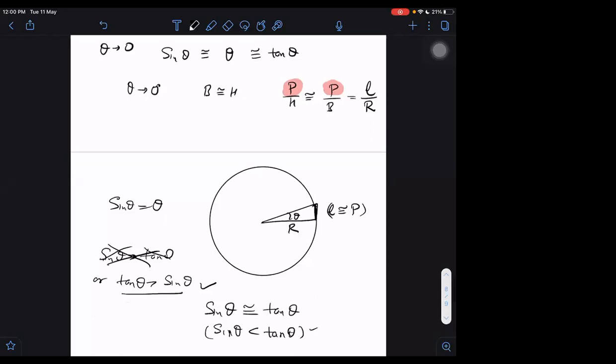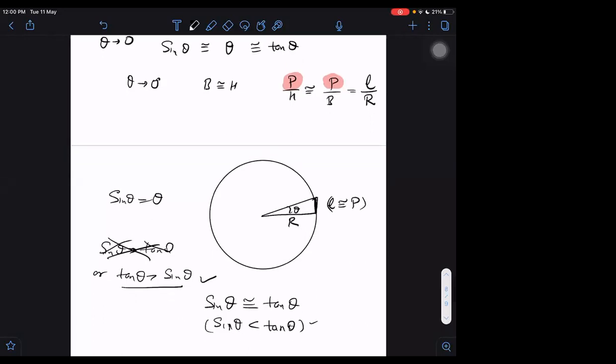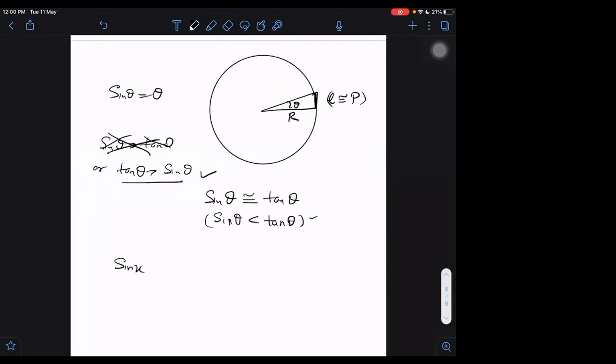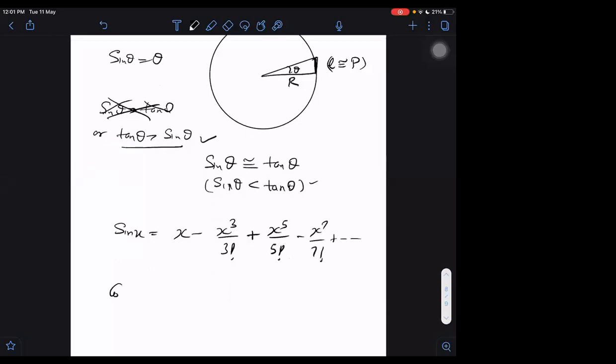About the value of sine x. It is x minus x cube by 3 factorial plus x power 5 by 5 factorial minus, and so on. What is formula for cos x? 1 minus x squared by 2 factorial plus x power 4 by 4 factorial minus x power 6 by 6 factorial.